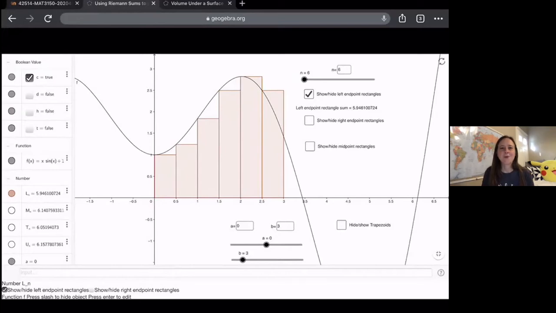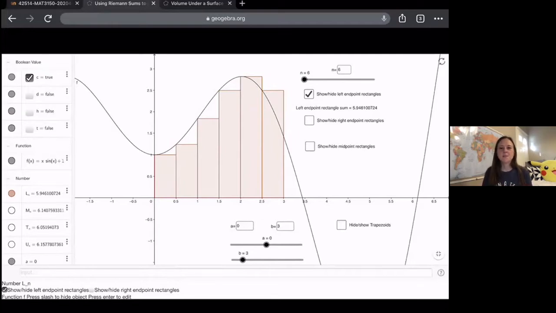Let's take a trip back to Calc 1. Hopefully this looks familiar to you from your calculus past. When we were in Calc 1, we were interested in answering the question, what is the area underneath a curve? And we started off thinking about that by approximating that area with rectangles.